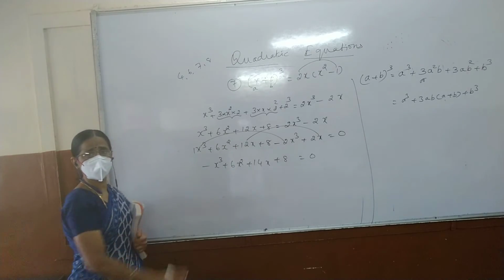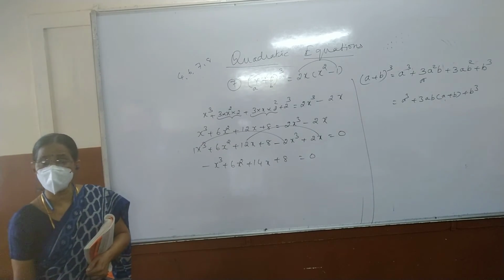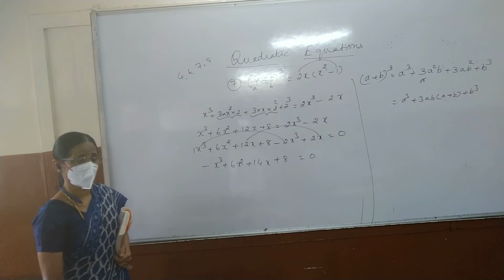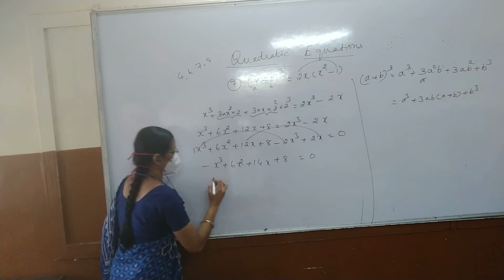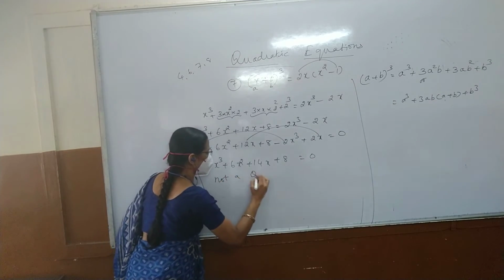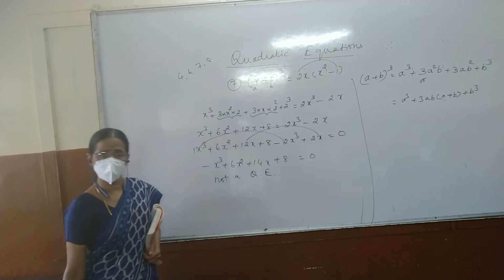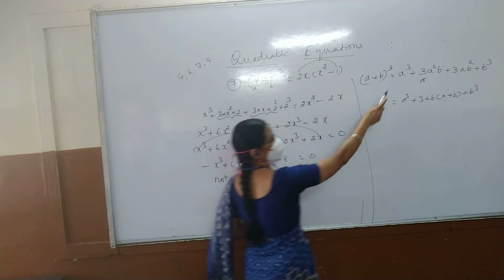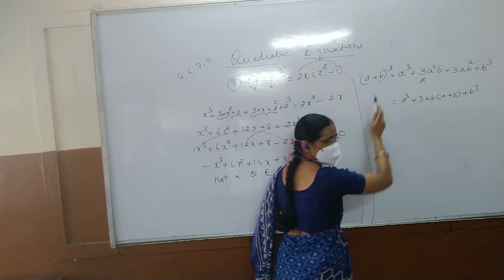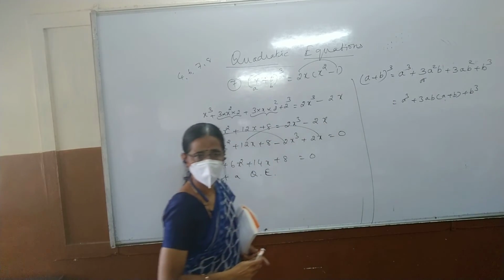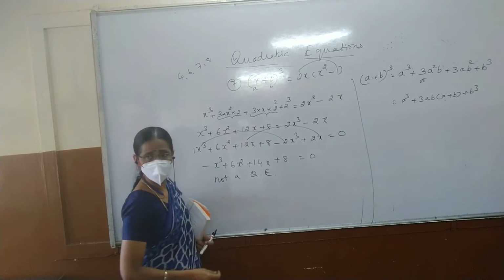What is the degree of this polynomial? 3. What type of equation we have got? Cubic. But we want quadratic. Therefore, what is the conclusion? Not a quadratic. So the problem is remembering this formula. Yes. So remember. Right? Let us go to the last sum.